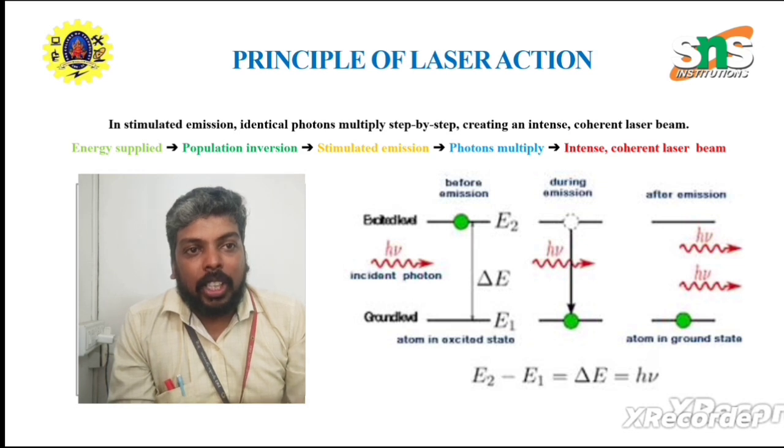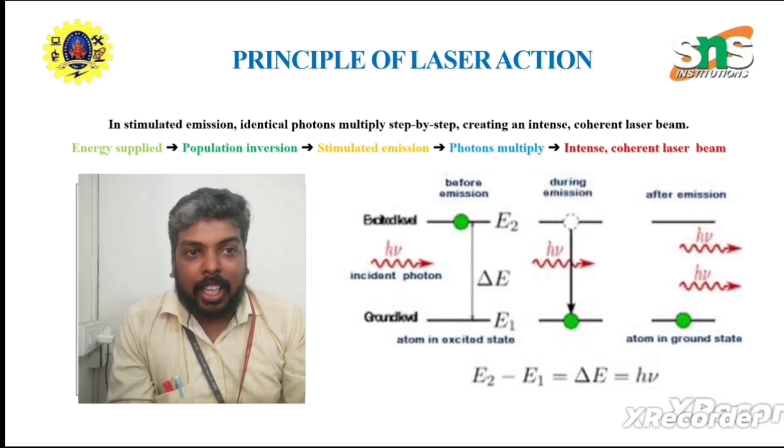Then during emission, in the normal case, the electron gets energy and comes down to the ground state by emission of one photon. It is a spontaneous emission, that is a normal emission. In some cases light will be emitted, and in other cases it is not emitted as light; the energy is dissipated as heat. So it is a normal spontaneous emission.